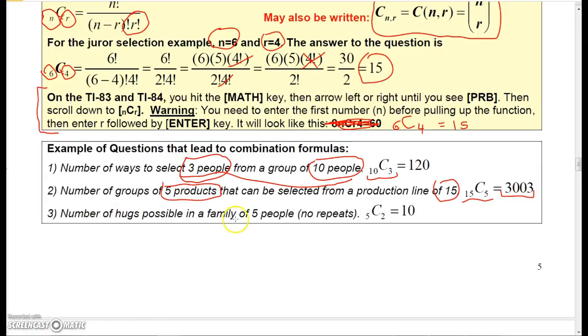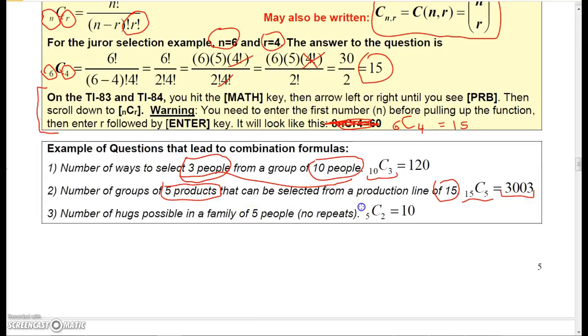Like if 5 people are in a home and you want to know how many hugs there are when everybody gets ready to leave, then, well, 2 things we would assume. First of all, no repetition, because you're not going to hug yourself. And the order doesn't matter, because if A hugs B, that's the same as B hugging A. So it would be a combination problem.